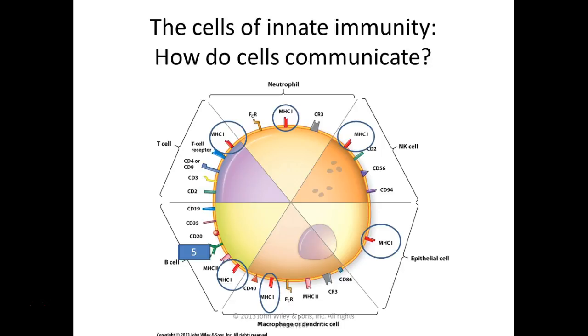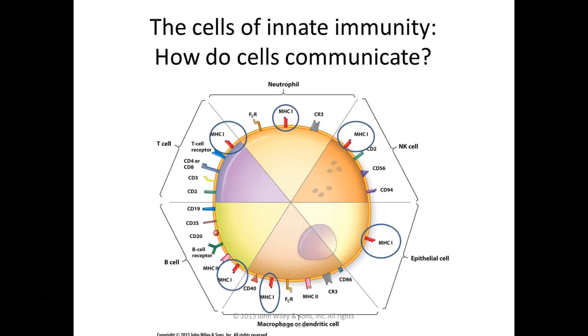So B cells, do they recognize pathogens, antigens? They do. And they have a special receptor on their surface known as the B cell receptor, but that shape looks familiar. What did I tell you that shape is? Antibodies. Their B cell receptor is actually an antibody.